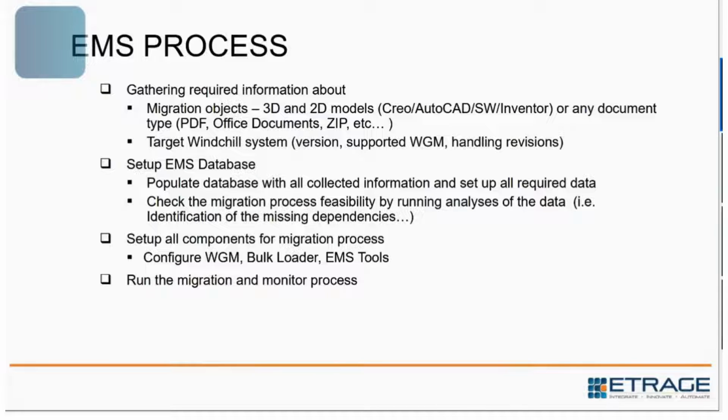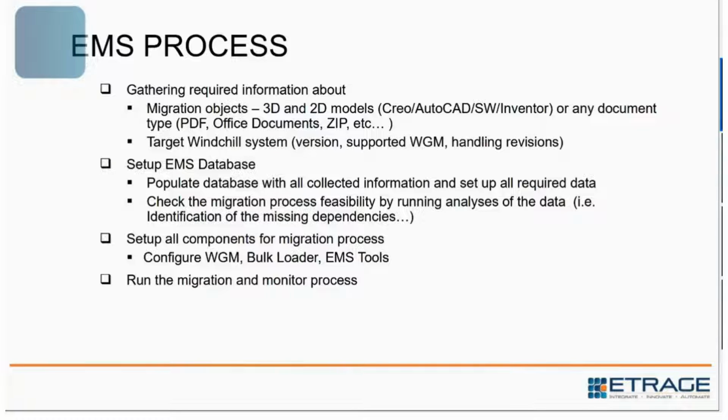For the target Windchill system, we also need to collect all relevant information, like the version and the build of that target Windchill. Do we need to support Windchill Workgroup Manager clients, and especially which versions need to be supported? How does Windchill handle revisions? Can we skip the initial revision? Do we need to keep the original iterations and revisions from the source system, and so on? That kind of information we collect.